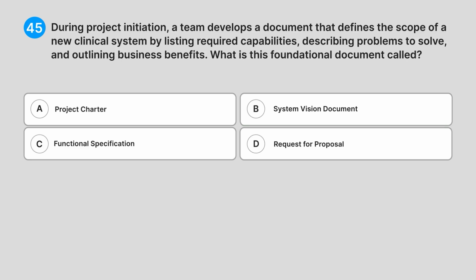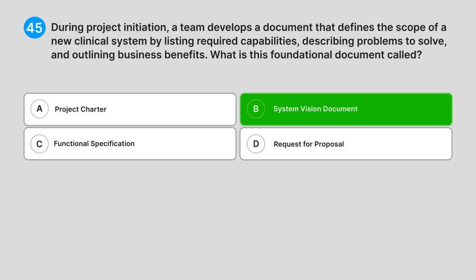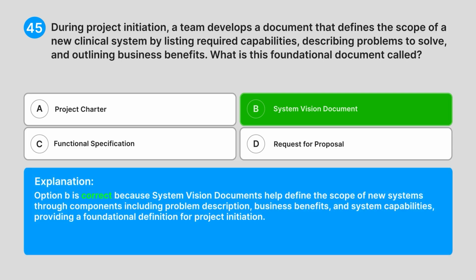Correct answer, B. System Vision Document. Explanation: option B is correct because system vision documents help define the scope of new systems through components, including problem description, business benefits, and system capabilities, providing a foundational definition for project initiation.